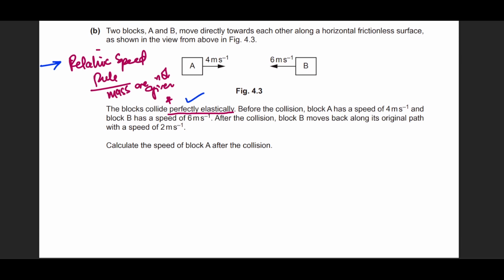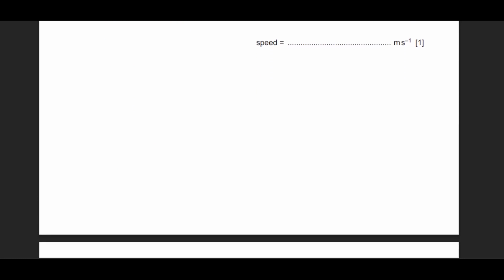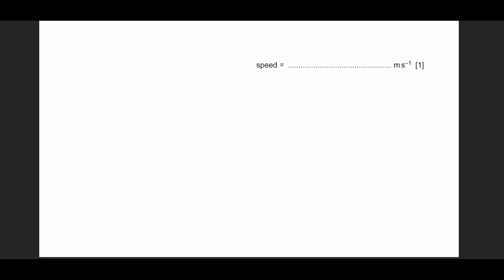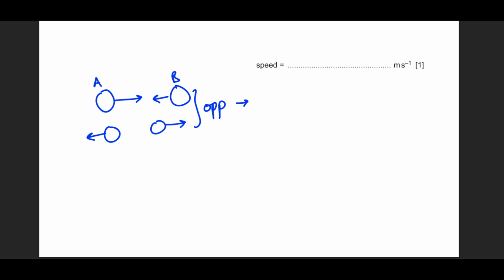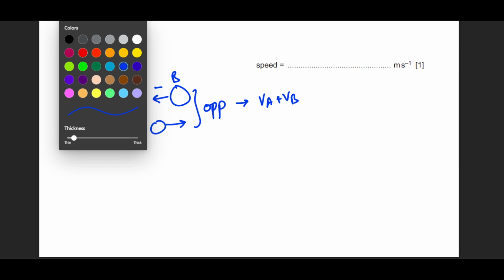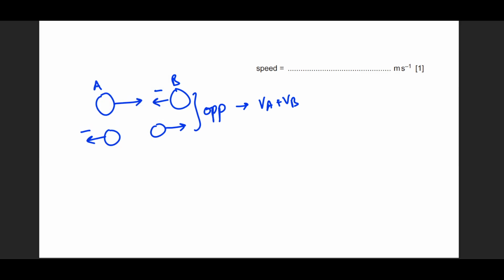Okay. Now for the relative speed rule, there is a simple method, a simple way to use the values. If the objects are moving towards each other or moving away from each other, this means that the objects are moving opposite to each other, which means that their velocities, let this be object A and let this be object B, will be added together, irrespective of whether B is moving in the negative direction or A is moving in the negative direction. We're not supposed to include the direction signs. We're supposed to just add them according to this formula.